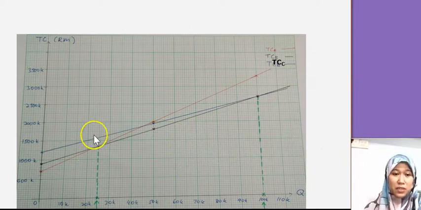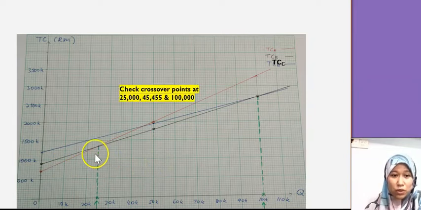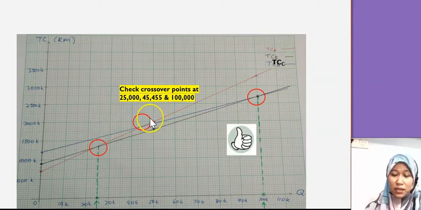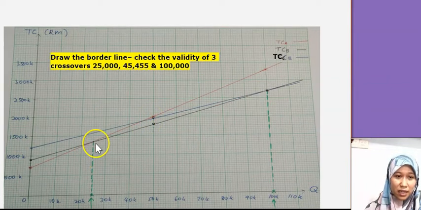Okay, first, kita tengok dulu crossover tadi. Dalam calculation kita ada 3 crossover iaitu 25,000, check, betul. Ada satu crossover kat sini. Lepas tu dia kata kat 45,000 somewhere here, check, betul. Ada satu kat sini. And tadi kita kira 100,000 ada crossover. Crossover ni apa? Silangan. Check, ada. Dah betul, ada 3 confirm. So now kita nak tahu which one is valid. Okay, 3-3 dah ada. Now nak tahu valid ke tidak.